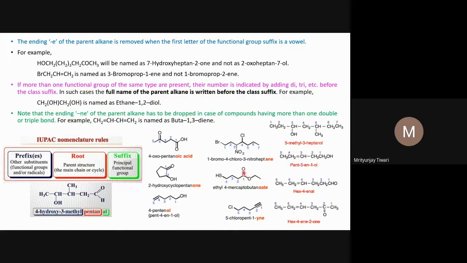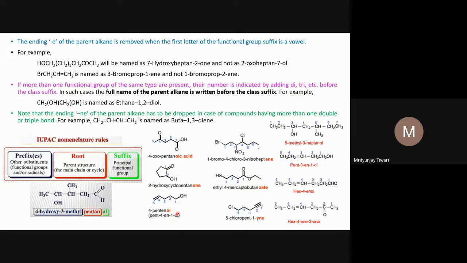So for the 4 carbon atoms, it is butane, and the "e" of butane we will remove because we write "oate" for this group, if it is an ester. So "oate" for C double bond O. So this is ethyl 4-mercaptobutanoate.